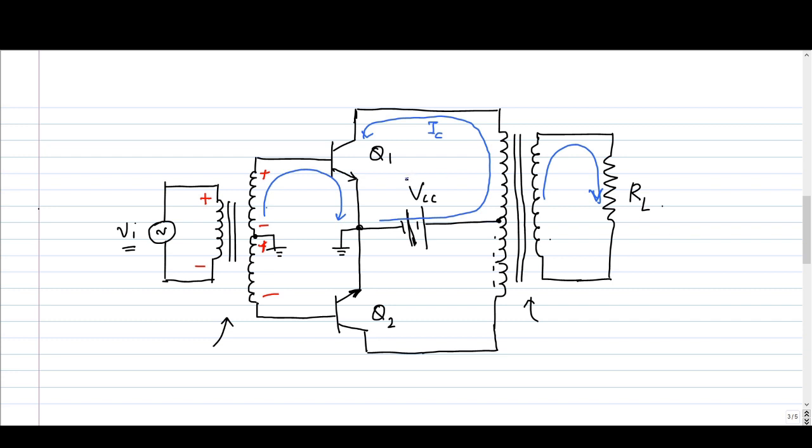Okay. So to make the analysis simple, I am not marking any dot conventions. Since you have not studied dot conventions yet in your circuit theory, I am not marking any dot conventions for the transformer. You will study that later in your circuits. Now, during the negative half cycle of the input signal, let me erase this.